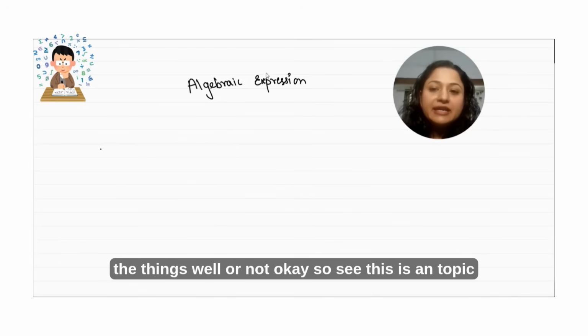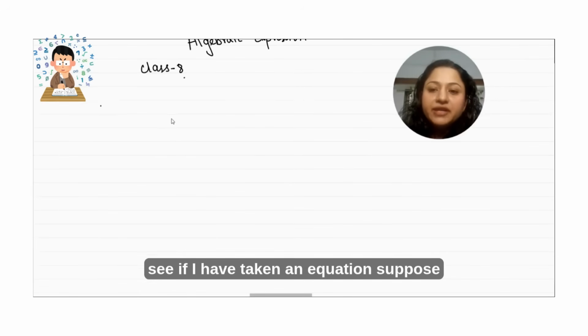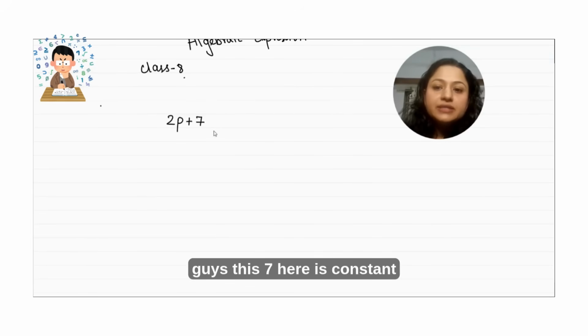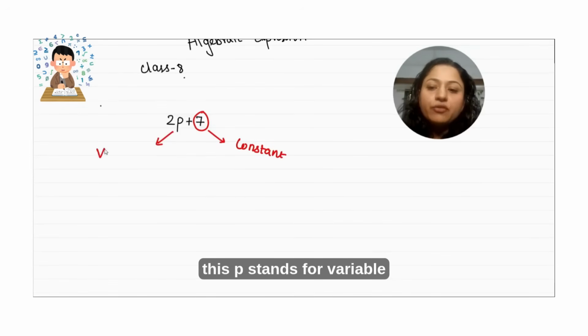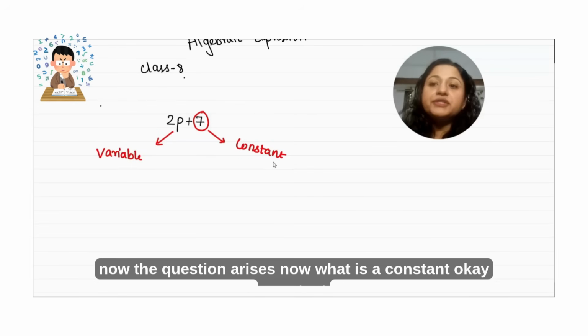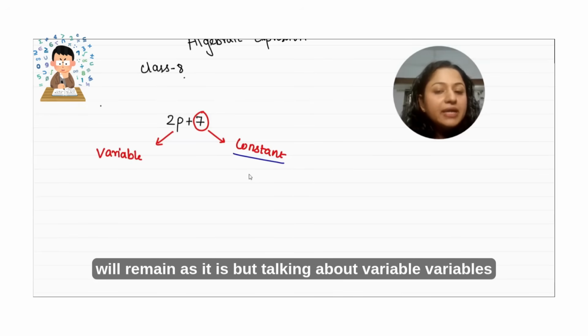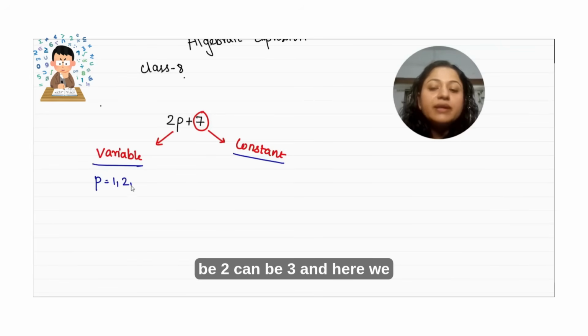Okay, so this is the topic algebraic expression that I have taken for class 8th. Suppose I have taken the equation 2p plus 7. So guys, this 7 here is a constant, and this p stands for a variable. Now the question arises, ma'am, what is a constant? Constant is something whose value remains fixed. It will remain as it is. But talking about variables, variables can vary. Like the value of p can be 1, can be 2, can be 3.